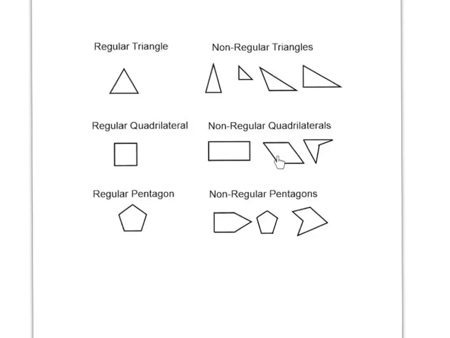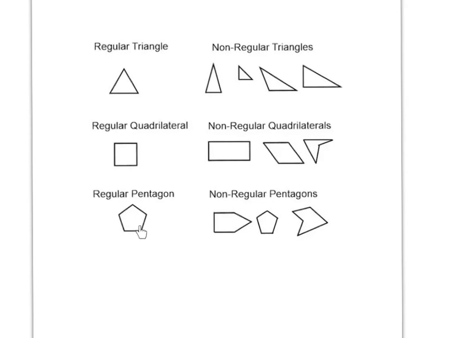The rhombus, the example right here, you might be saying, yeah, but Mrs. Hoflein, all the sides are the same length. But the angles are not. This angle and this angle are the same, and this angle and this angle are the same. The opposite angles have the same degrees. Not all 4 angles are the same, which is what makes it irregular.